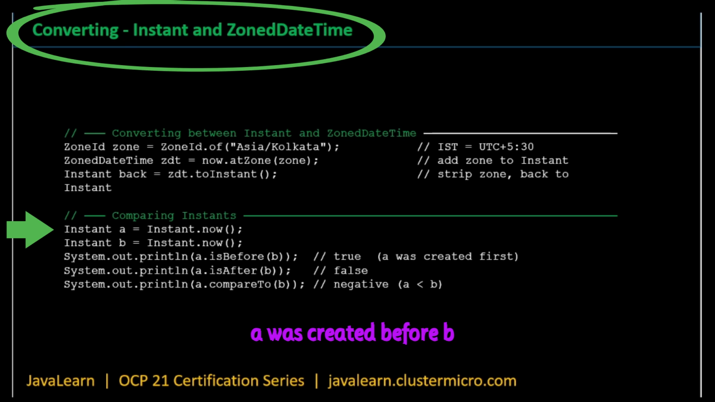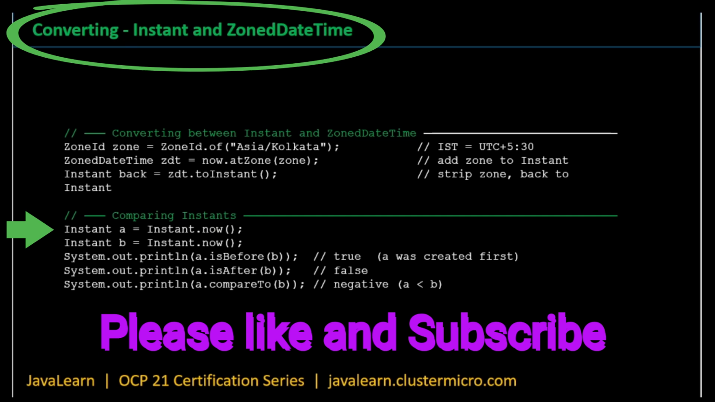Then we have System.out.println(a.compareTo(b)), so it will print a negative number. compareTo follows the standard Java comparison contract. It returns a negative number if this Instant is before the argument, 0 if they represent the same moment, and a positive number if this Instant is after the argument. Okay, since a is earlier than b, a.compareTo(b) returns a negative value.